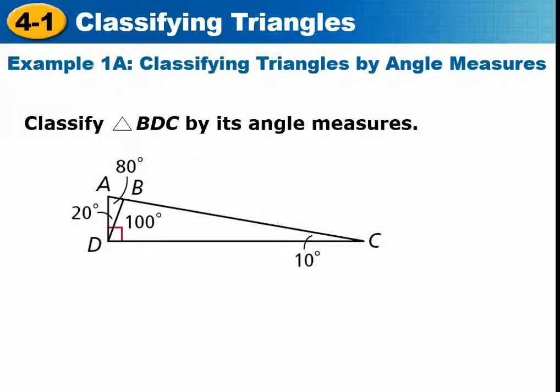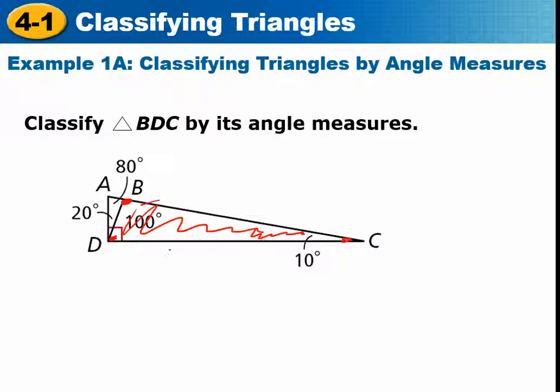Here's an example of a problem that you might have on your homework assignment. It says to classify triangle BDC by its angle measures. Now be careful, because there's more than one triangle. There's actually three triangles in this picture. There's this little tiny one, there's this one here, and then there's the whole triangle that's made of the two together. The triangle that we're looking at is B, this vertex here, D, and then C. So it's the one that I have colored in red right now.